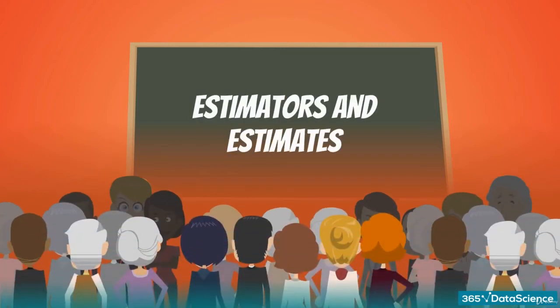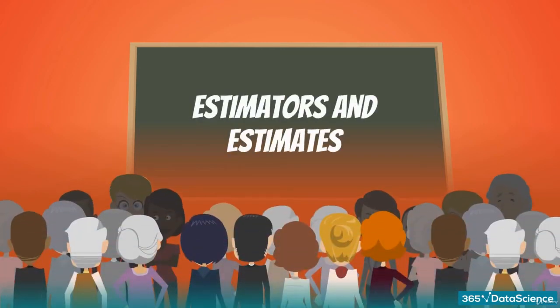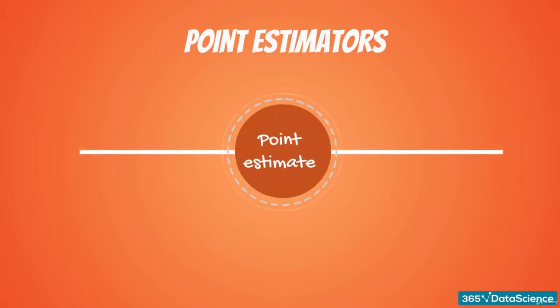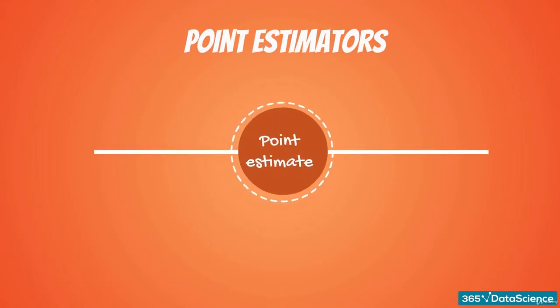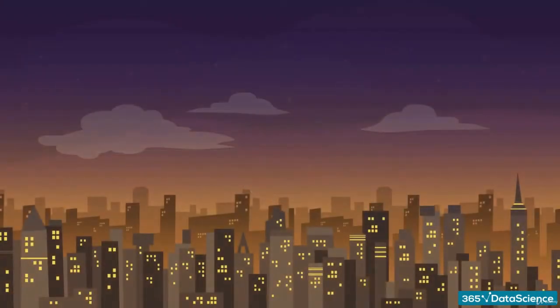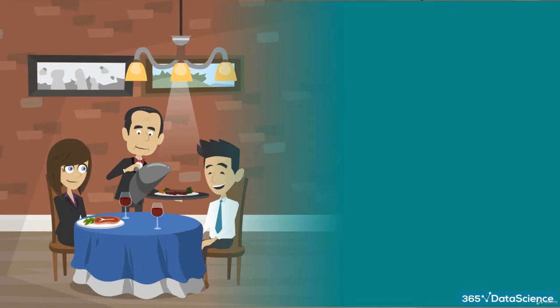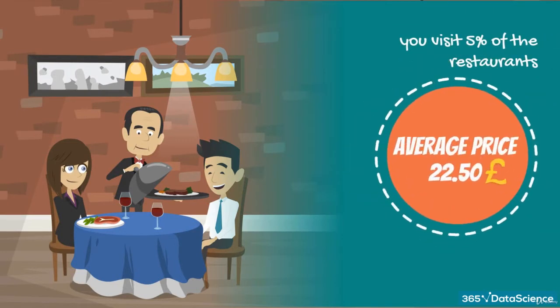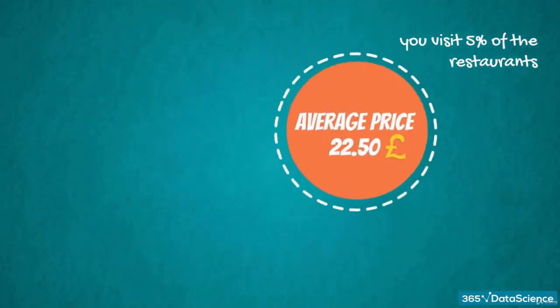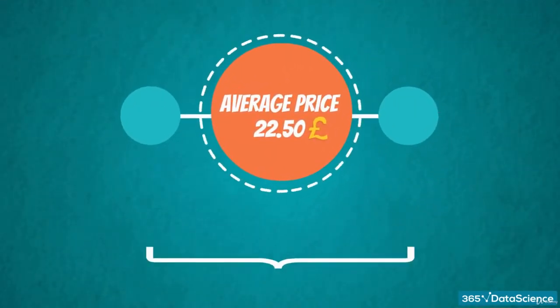Hi again. In the previous lesson, we learned about point estimators. But as you can guess, they are not very reliable. Imagine visiting 5% of the restaurants in London and saying that the average meal is worth £22.50. You may be close, but chances are that the true value isn't really £22.50, but somewhere around it.